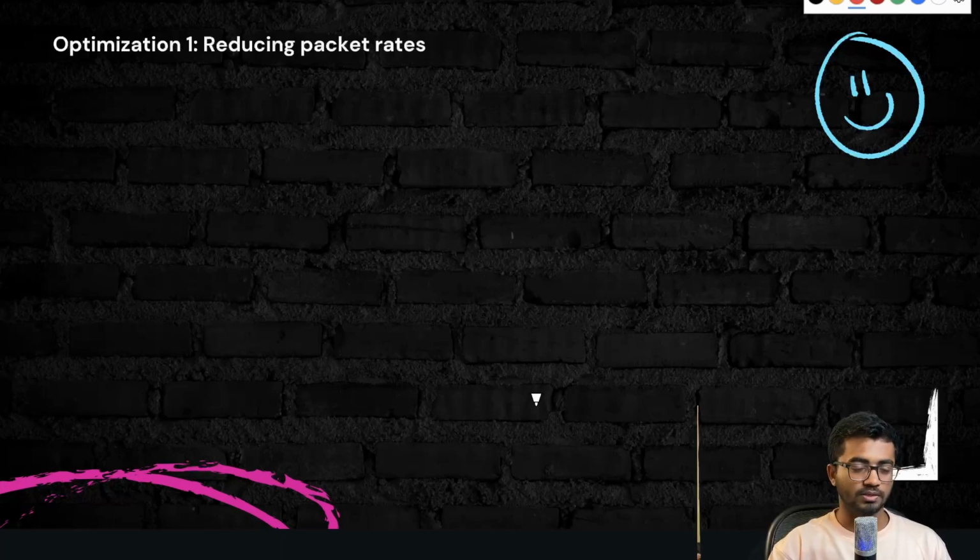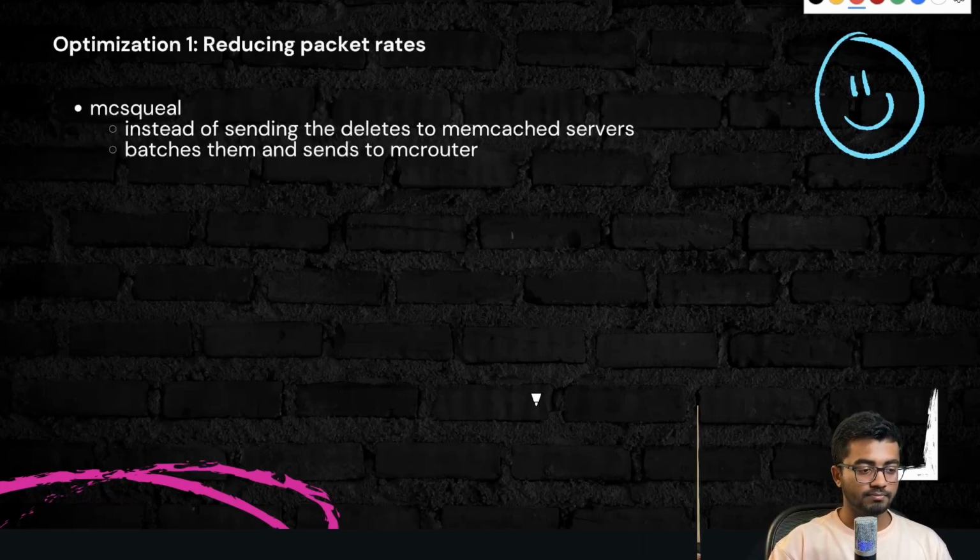The first optimization that they're talking about is reducing packet rates. How do we reduce the packet rates across the cluster boundaries? So MCSQL, instead of sending this delete data to the Memcache servers, batches them and sends them to MC router. So think about this.